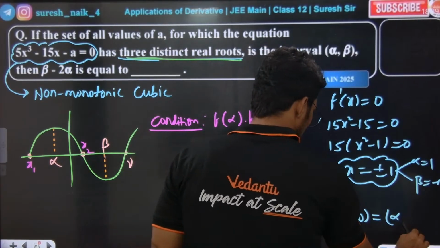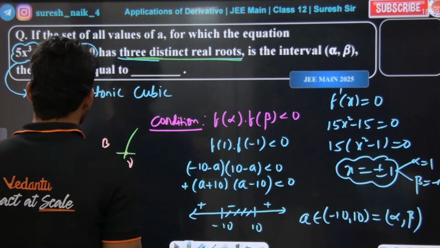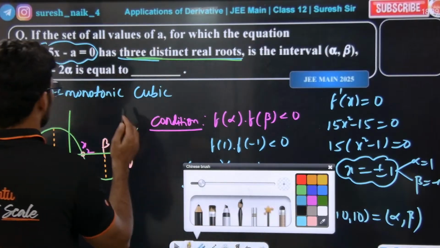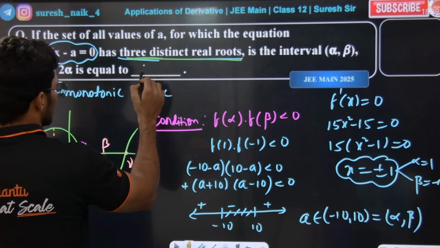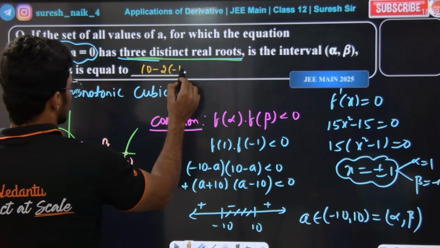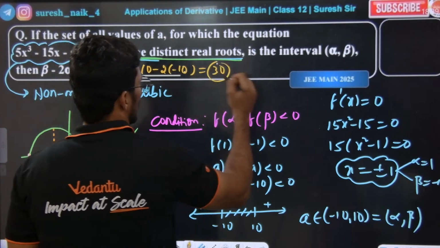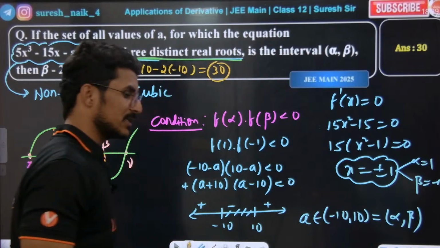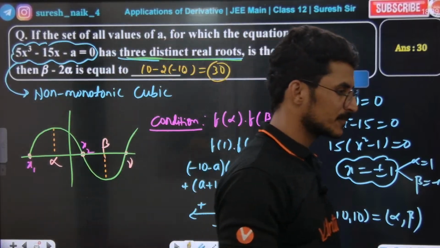The alpha and beta values I got. They are asking beta minus 2 alpha. Beta is 10, so 10 minus 2 times minus 10. So the answer should be 30. 30 is the right answer. Any doubts here? Any doubts?